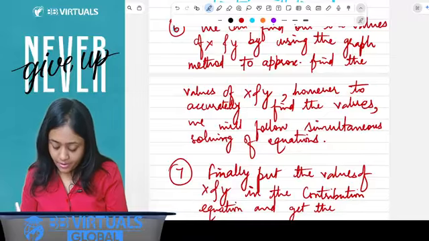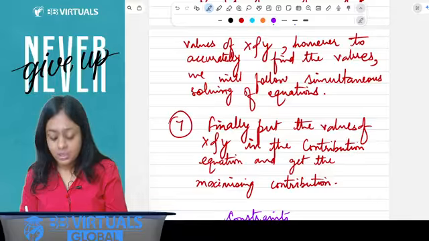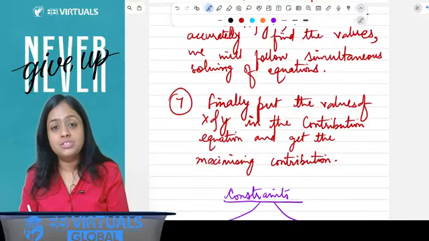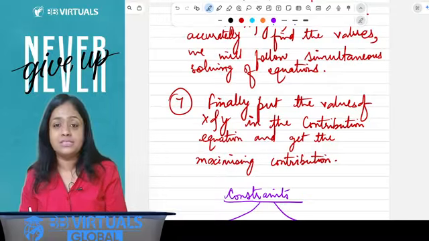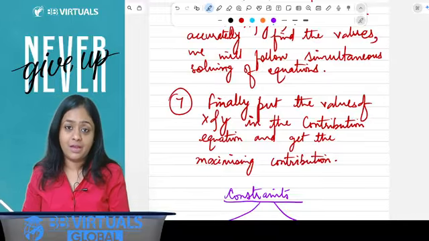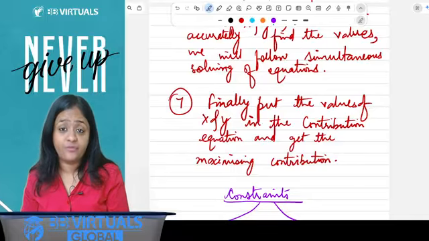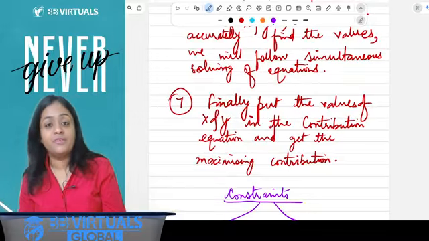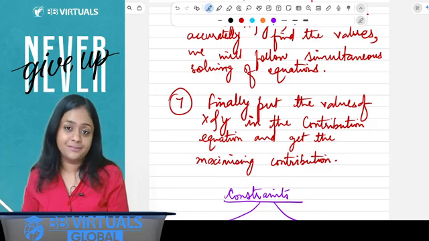So we follow the simultaneous equation solving method. Once you get the values of x and y from the simultaneous equation solving method, put these values of x and y in the contribution objective function and get the maximum value of contribution.